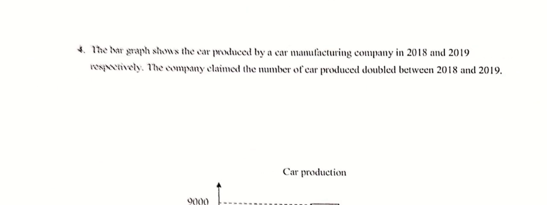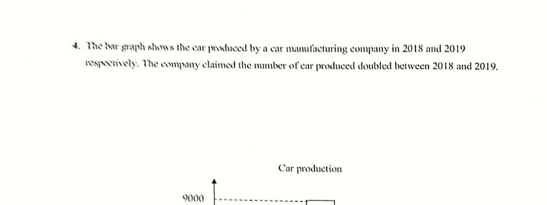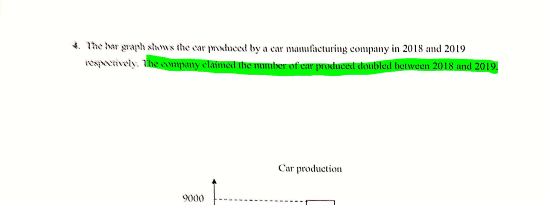Anyways, moving on. Okay, so this last question is talking about how graphs and diagrams can be misleading. We have discussed a few of that before, right? So your task here is to be the detective and spot the parts whereby the graph might be misleading. So this is a bar graph showing the car production in 2 years, 18 and 19. Here's the claim: the company claimed that the cars produced doubled. Doubled means 2 times.